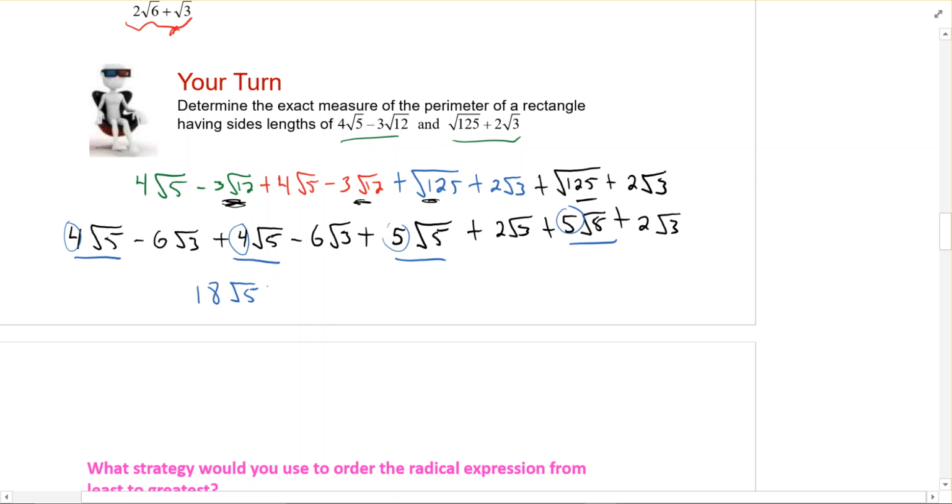root 5. Now if I look at the root 3s, maybe in green, get that one, that one, that one, and that one. So now I've got negative 6 minus 6, so I'm at negative 12. And then plus 2, so I'm at negative 10. Plus 2 more, I'm at negative 8. So minus 8 root 3. And that's pretty much it. That's the gist of it.